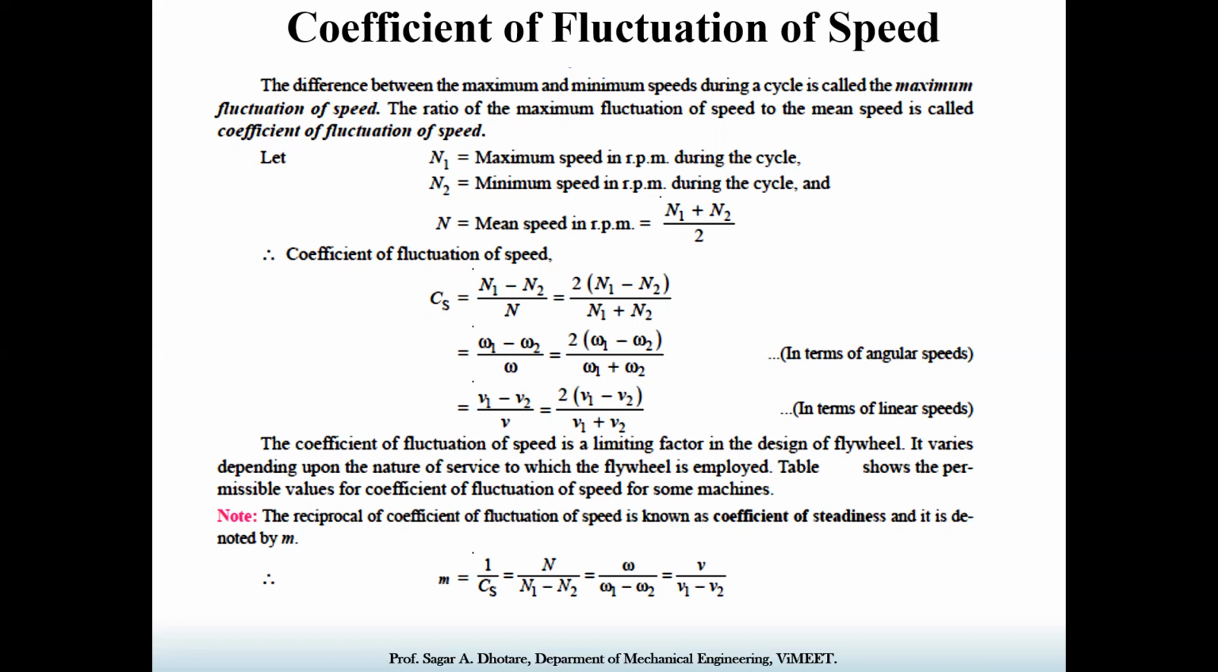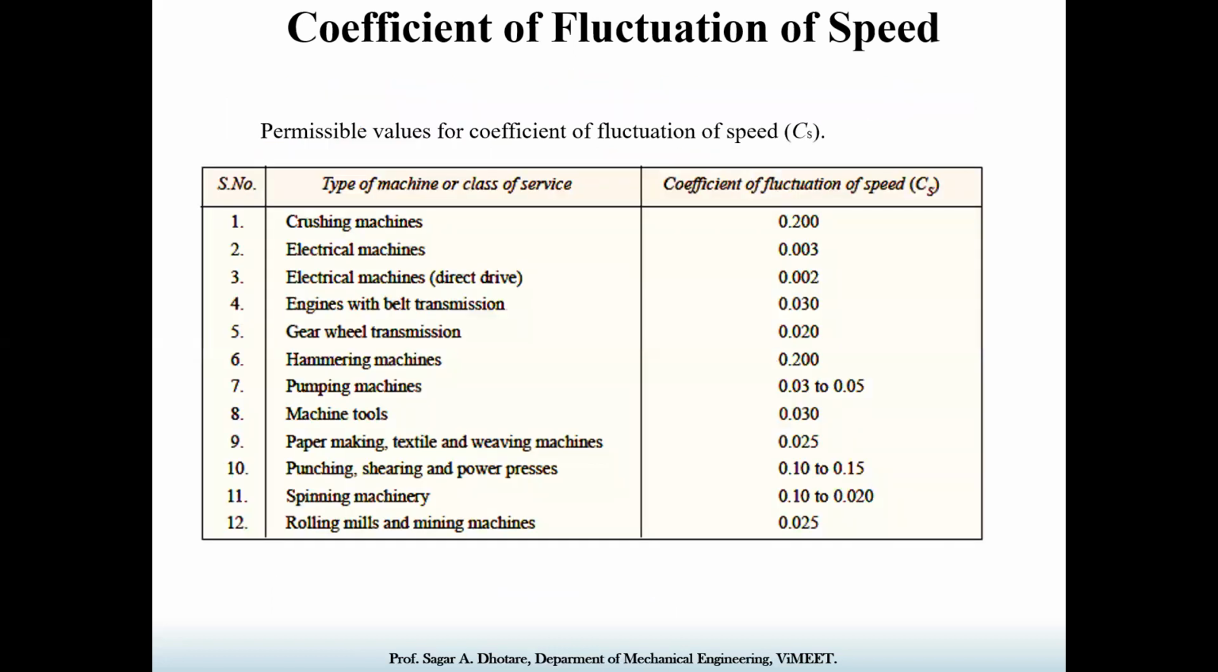The coefficient of fluctuation of the speed is a limiting factor in the design of the flywheel. It varies depending upon the nature of the service or application to which the flywheel is employed. Now we can go through the different values of the coefficient of fluctuation for particular machines. So these are the particular values of the coefficient of fluctuation in the speed. If we observe the different types of applications, the variation is large.